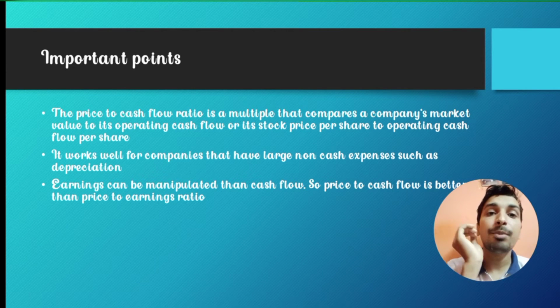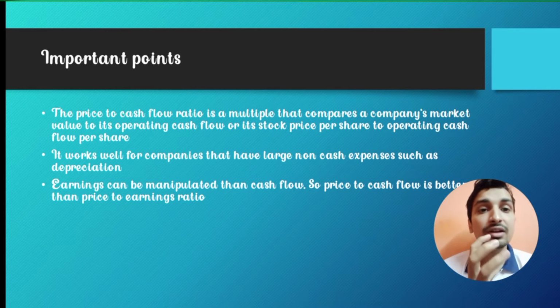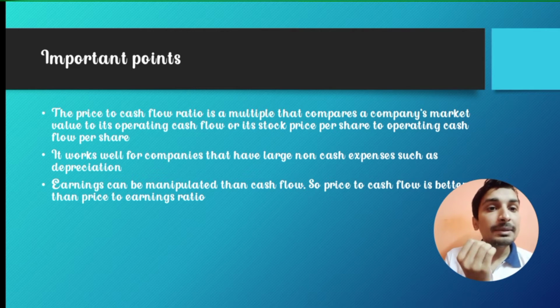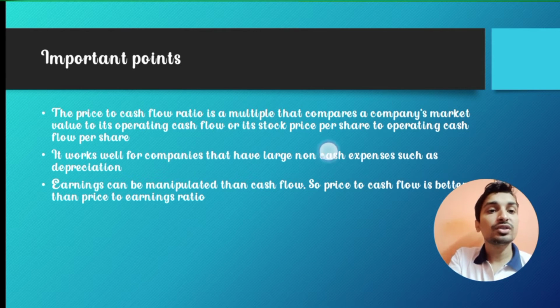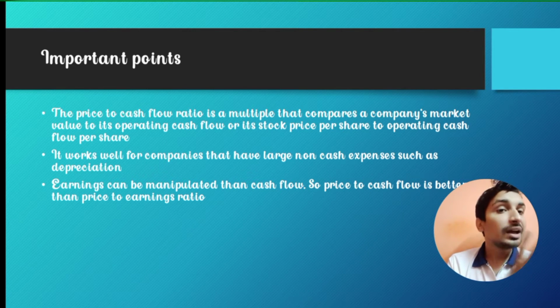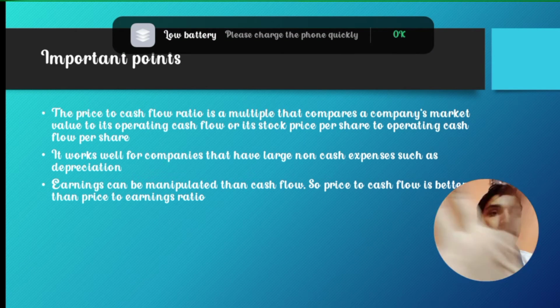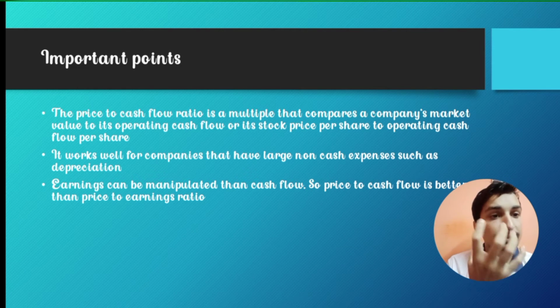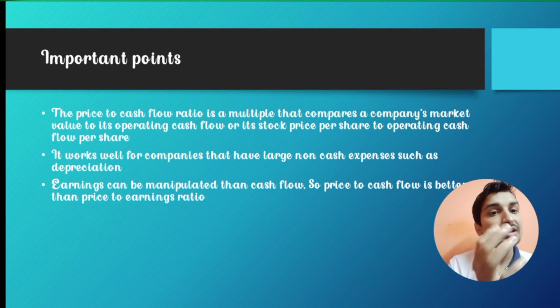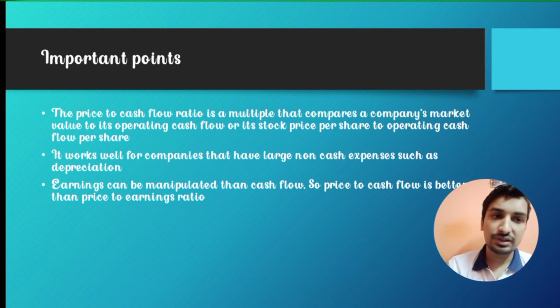There are many important points to consider when you are using the price to cash flow ratio. What are these? The price to cash flow ratio is a multiple that compares a company's market value to its operating cash flow, or stock price per share to operating cash flow per share. So it is the company's market value to its operating cash flow, that is, as I told you, market cap divided by the operating cash flow, or its stock price per share to operating cash flow per share. So that is another thing.